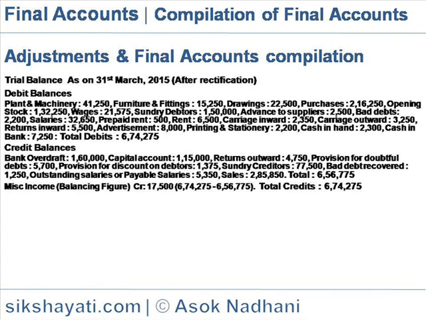6,56,775. The problem states that any difference should be considered as miscellaneous income, the balancing figure. So the balancing figure is 6,74,275 minus 6,56,775, which equals 17,500 credit. So the miscellaneous income would be 17,500.